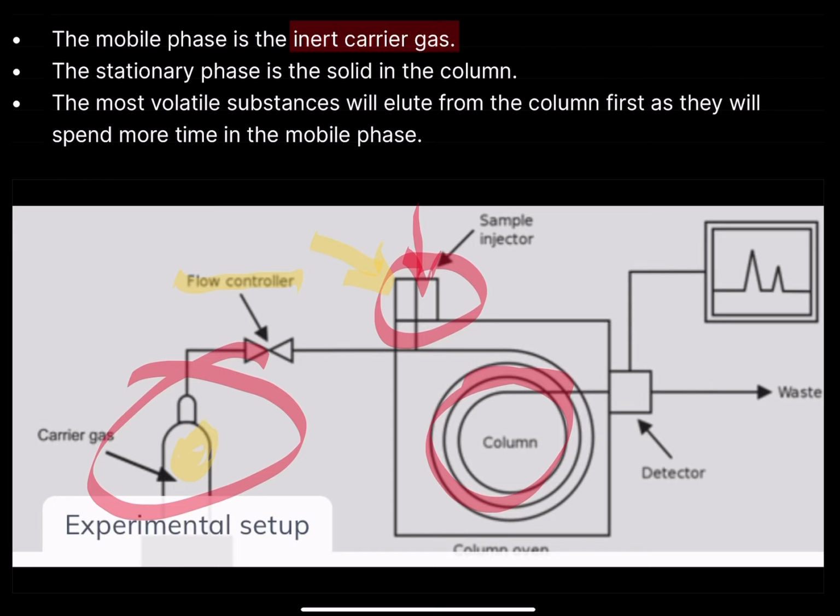So the more easily it turns into gas, the more easily the carrier gas can move and carry that sample, obviously the gas sample, across the stationary phase and towards the detector.